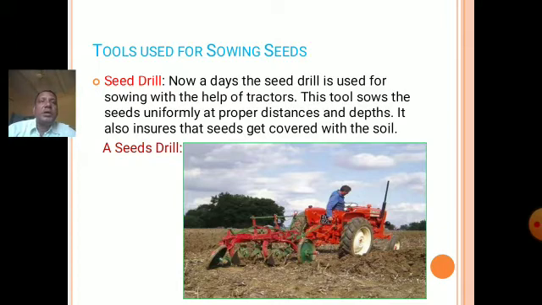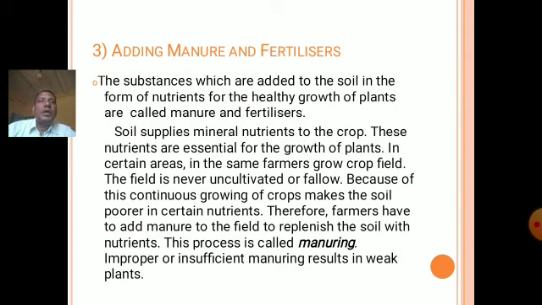It also ensures that the seeds get covered with the soil. Then adding the manure and fertilizer is the next agricultural practice or task. The substances which are added to the soil in the form of nutrients for the healthy growth of the plants are called manures and fertilizers. Soil supplies the mineral nutrients to the crop. These nutrients are essential for the growth of the plants.